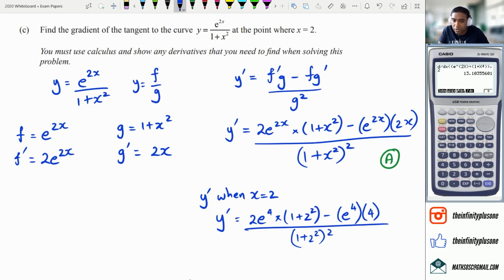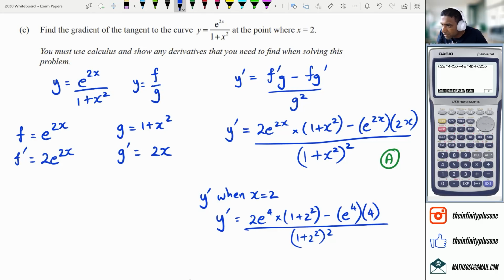So basically, I'm going to try and do this the long method here, which I've got at the bottom. In my numerator I've got 2e to the power of 4, multiplied by 1 plus 2 squared, which is 5. So I'm just going to do that. Minus 4e4. Oops, got the wrong one. And close bracket. And all of that is divided by 1 plus 2 squared, which is 5, and 5 squared is 25.